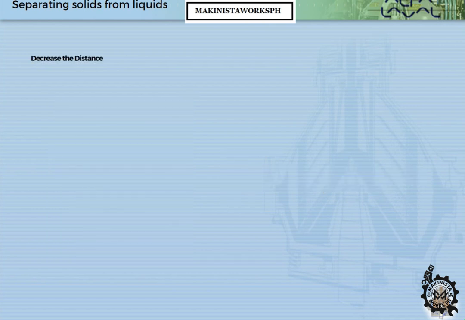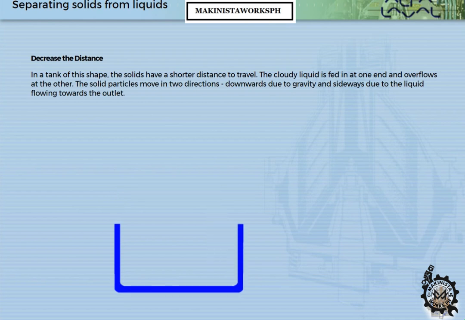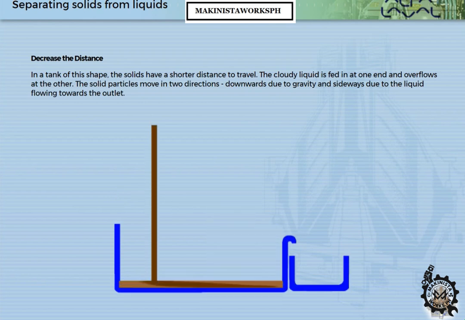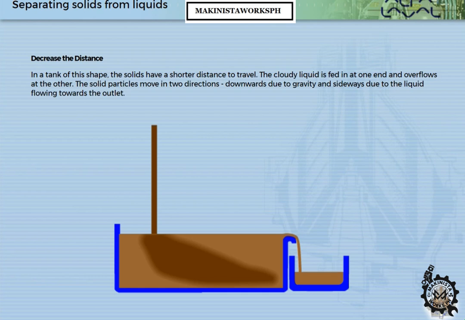Decrease the distance. In a tank of this shape, the solids have a shorter distance to travel. The cloudy liquid is fed in at one end and overflows at the other. The solid particles move in two directions, downwards due to gravity and sideways due to the liquid flowing towards the outlet.